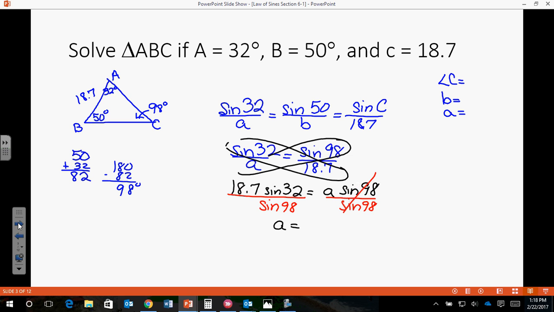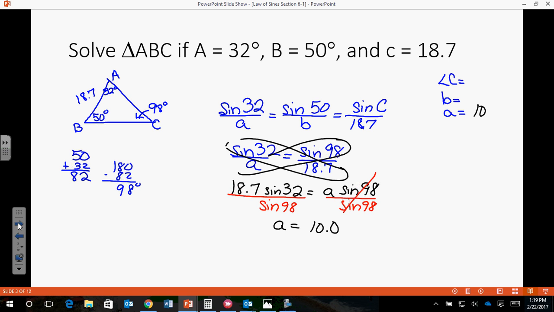Break out your calculator. What is 18.7 times the sine of 32 divided by the sine of 98? What did you get? Does 10.0 sound about right? Okay, so 10. Did someone else confirm that? Good. Okay, so A was 10.